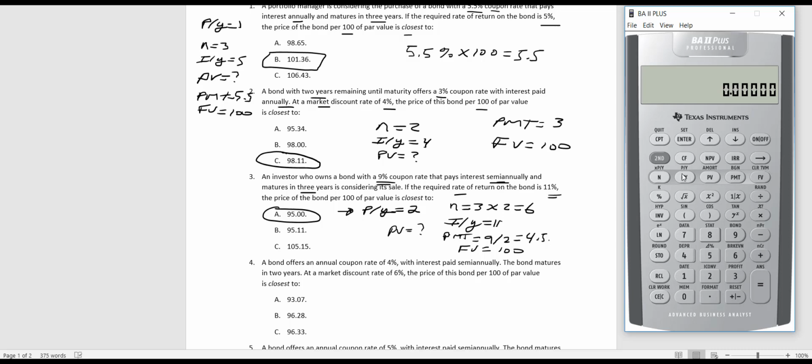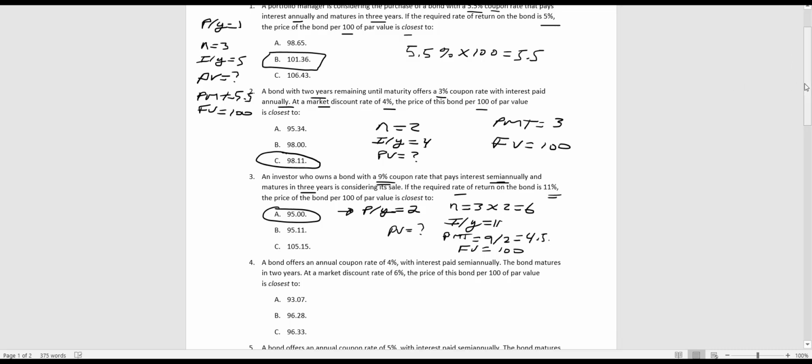So remember, in this case we had to set the calculator to semi-annual. So again, second PY was set at 2. If we want to change it back to annual, we're going to hit 1, enter, hit clear. So second PY, we can see that's annual. To change it to semi-annual, 2, enter, clear, clear, and there we have the calculator set for the semi-annual. Okay.